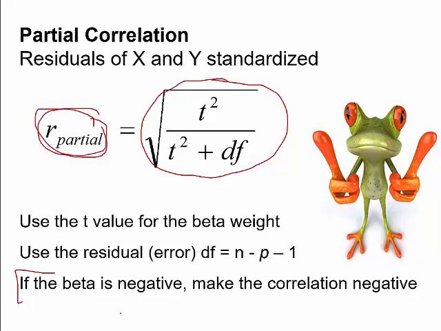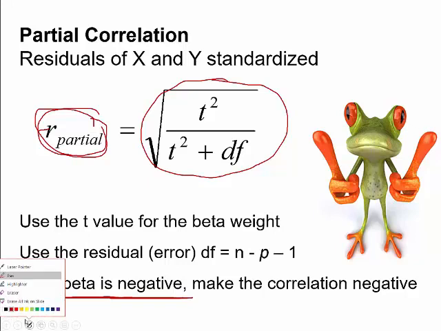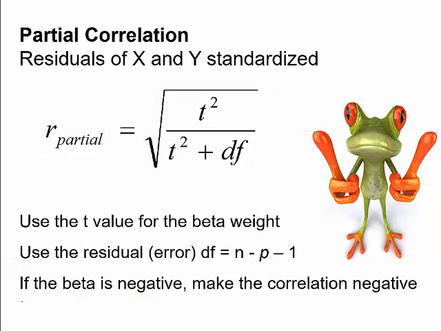So if you're going to use this formula, you need to look at the beta weight. If that beta weight has a negative value, then you need to make your partial correlation negative. If the beta is positive, then leave your partial correlation positive. But if the beta is negative and you use this formula, then you need to add a negative sign to your partial correlation, because your partial correlation should be negative as well. So that's a formula you can use if you need to calculate partial correlations.